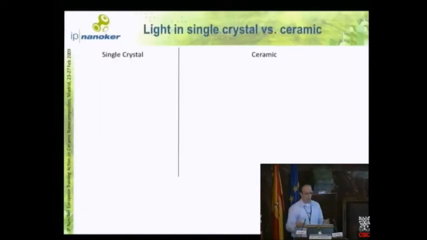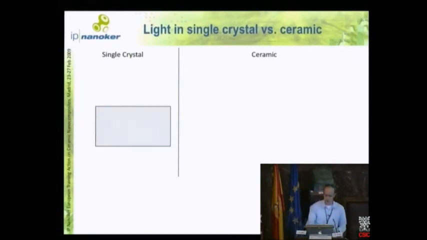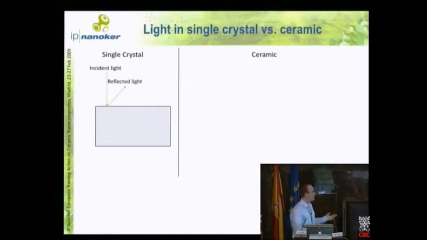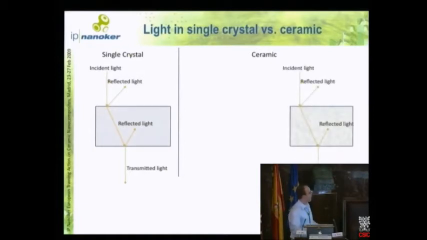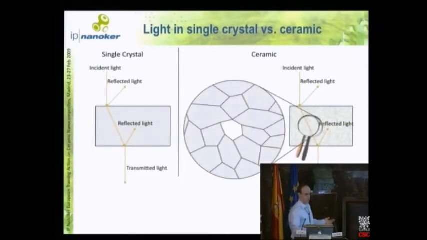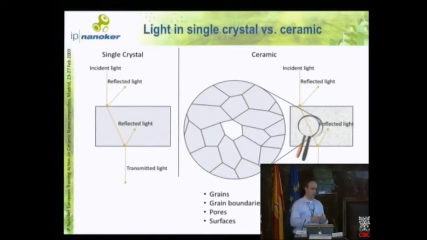So first of all, what is the difference with light going through a single crystal versus a ceramic? In a single crystal, we have light coming in. A certain fraction gets reflected at the surface. Then the rest of the beam goes through. We have, again, reflection at this interface. And then the light gets transmitted. In a ceramic, we have much of the same thing happening. However, if we zoom in, we have the microstructure. We have grains, grain boundaries, pores, and surfaces, which all will somehow interact with the light going through.